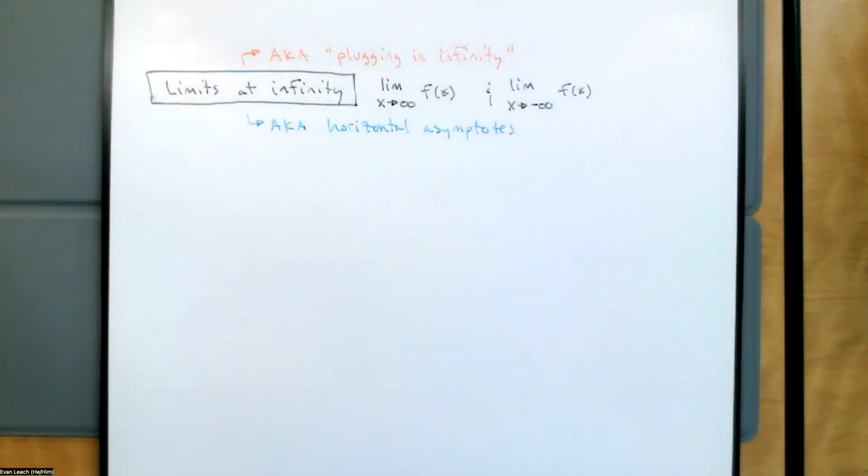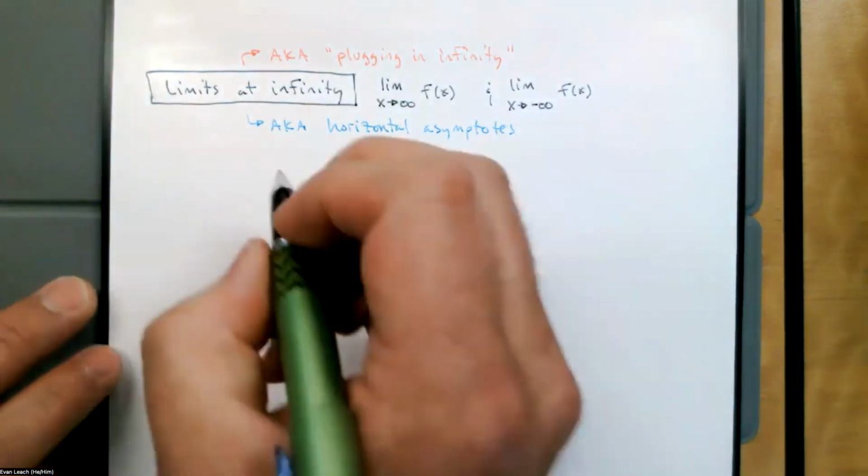Our strategy is very simple. We approximate plugging in infinity by plugging in very large numbers. Nope, bigger than that. Nope, larger than that still. We're going to think about plugging in large values of x.